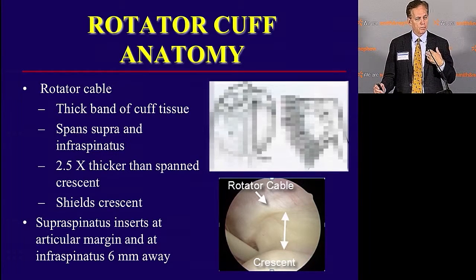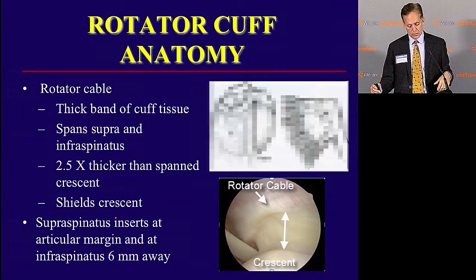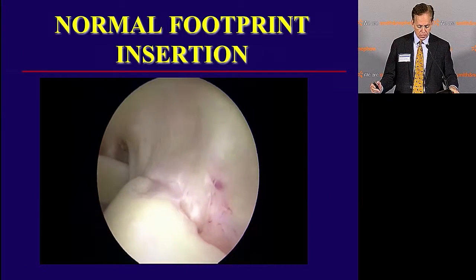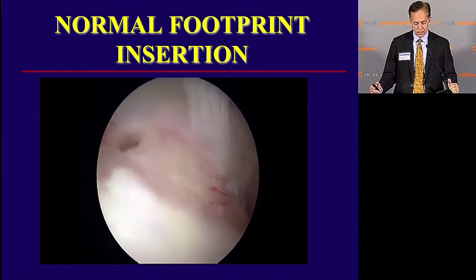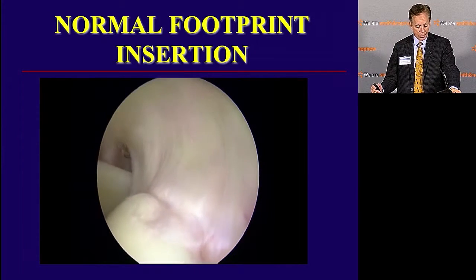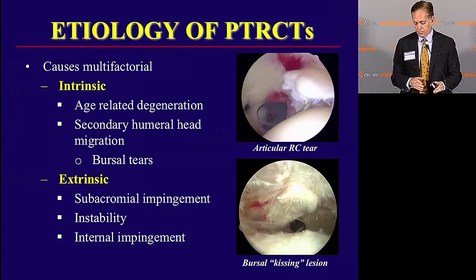Now, what's also very important if we're trying to define the extent of a partial thickness tear is understanding where normally the rotator cuff inserts on the greater tuberosity. The supraspinatus inserts basically immediately adjacent to the articular surface, as opposed to the infraspinatus, which inserts about 6 millimeters away from the surface. So here's a video, hopefully I'll show that. There's our supraspinatus. See how it inserts immediately adjacent to the cartilage? But look at the infraspinatus. It's significantly distant from the articular surface. And this really matters when we're trying to assess whether there's a partial tear and how big the partial tear is.